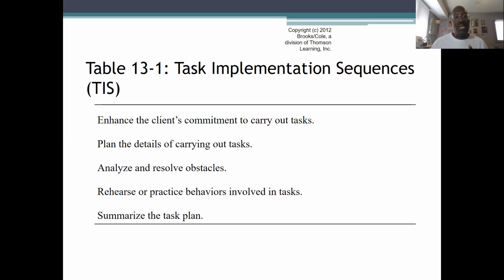We want to enhance the client's commitment to carrying out the task. So, we also want to plan the details of carrying it out so that we know what it looks like as we get to the other side. Analyzing, looking for obstacles we always have to look at, because the best laid plans often run into things that we just don't anticipate or we don't see. So we need to start thinking about those ahead of time, as well as rehearsing those practice behaviors and then summarizing that task plan.